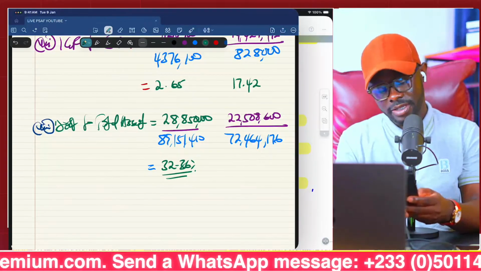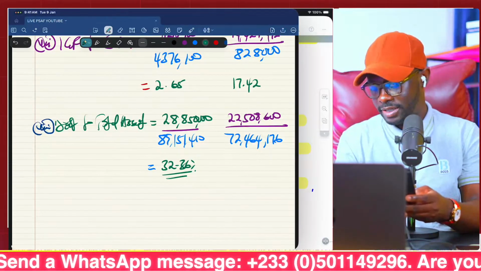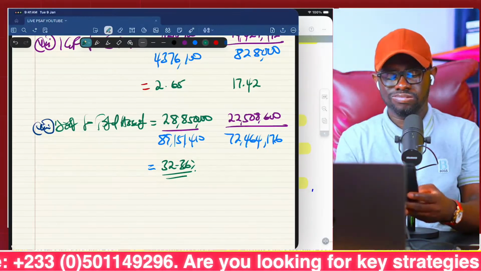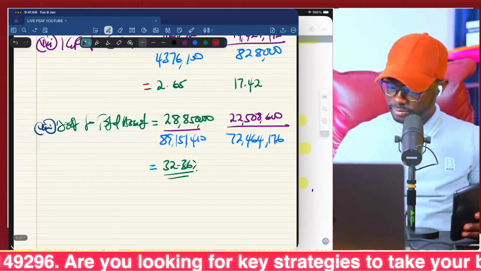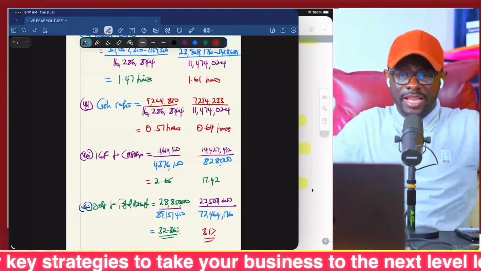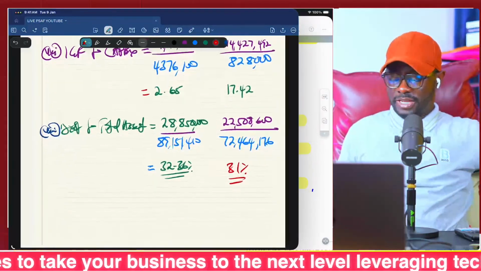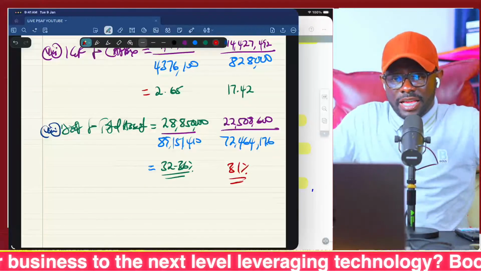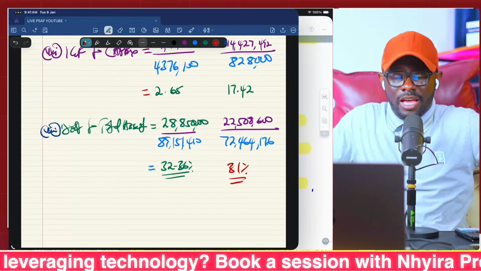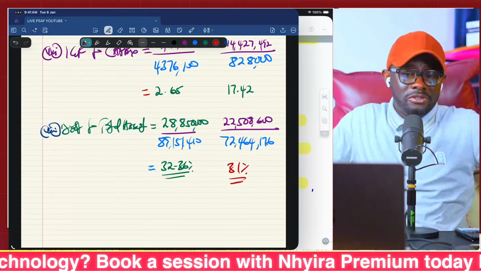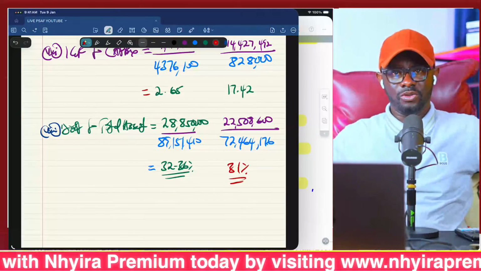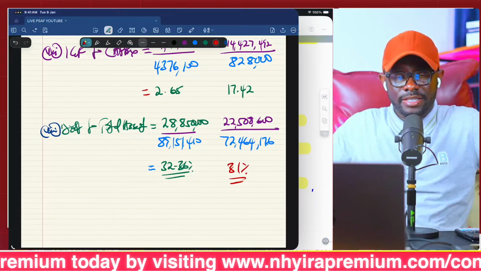22,508,600 divided by 72,646,176. That's like 30, maybe 31%, approximately. So if you check, the two entities are not highly geared yet, because if you look at it, just a little over 30% of their total assets are financed through debt finance.